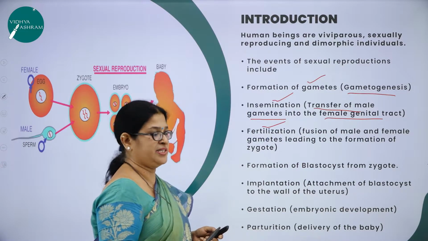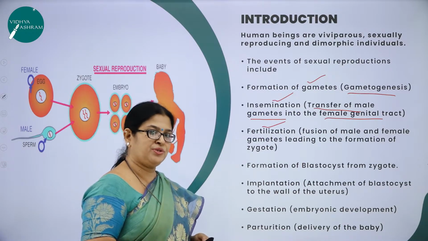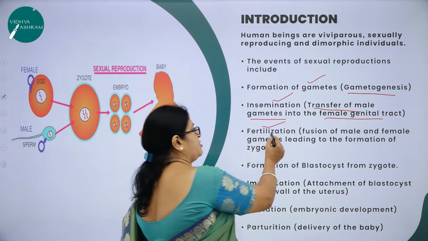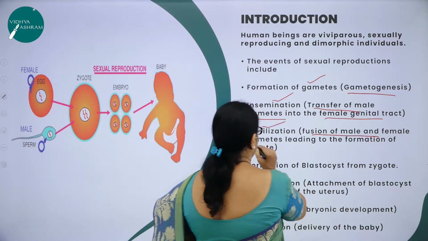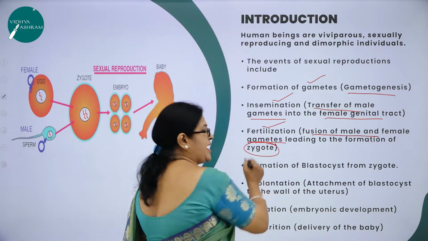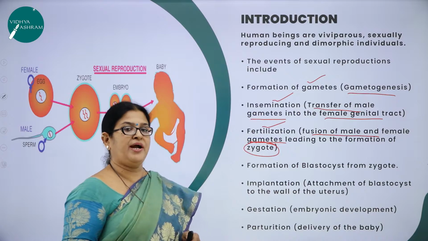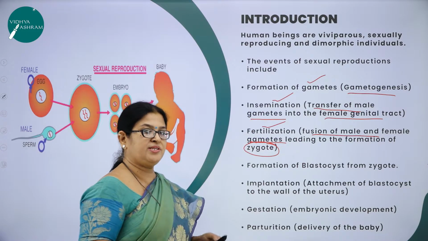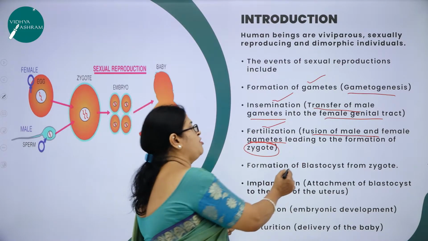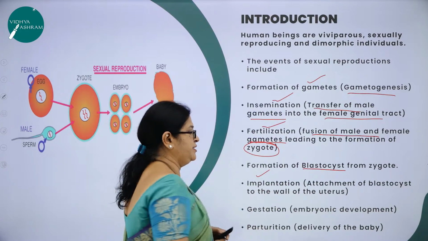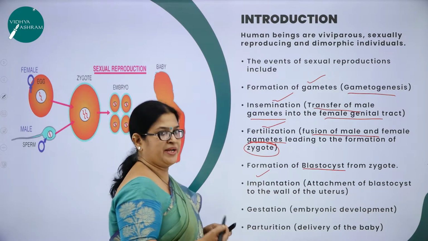Fertilization. What is fertilization? So once the gametes come closer together, then a very important event needs to take place, and that is called fertilization. Fusion of the male and the female gametes, leading to what? Zygote. As I said, zygote is a diploid cell, but it is a single cell, right? And which undergoes a series of mitotic cell divisions to form what? Blastocyst. Then the next very important event is implantation. What is implantation, otherwise called pregnancy?